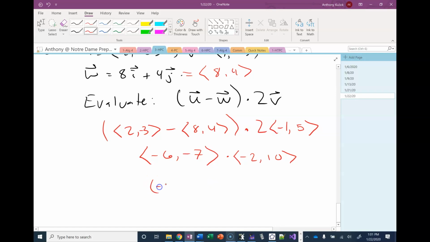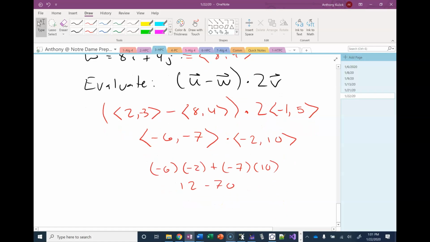Now I just need to take the dot product of these two vectors, so I multiply the x components together, and then multiply the y components together. So that gives me 12 minus 70, which is -58. And I'm done. So this is an example of just me computing a dot product. Okay.